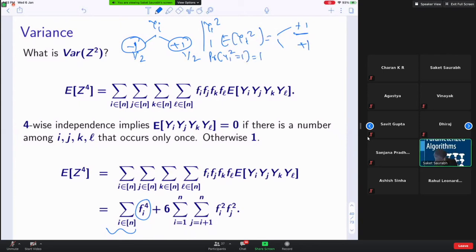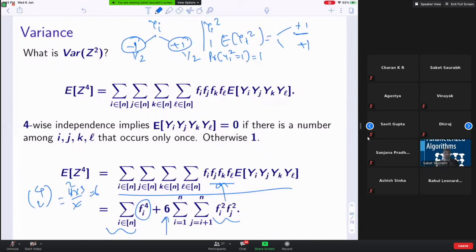Now I'm trying to write down these square terms. If you noticed, I'm going to write a distinct product, i equal to 1 to n, j equal to i plus 1 to n, fi square fj square. But how many times? Look, these could occur in any permutation here, right? So this is like 4 choose 2, which is 6. So this is where this 6 comes from. It could occur in any permutation of equality in this summation. And now we are writing a distinct product, i equal to 1 to n, j equal to i plus 1 to n.